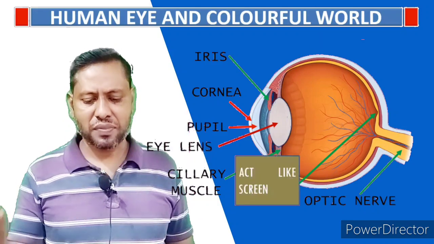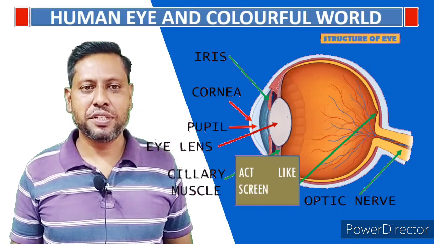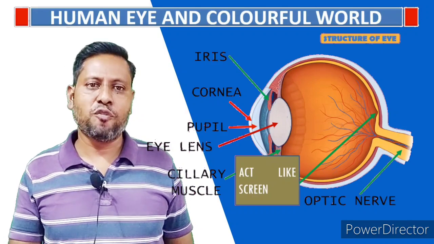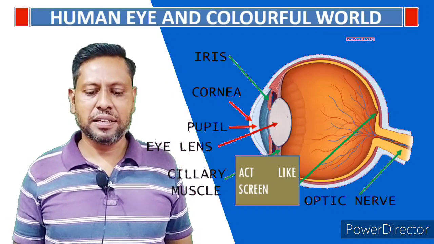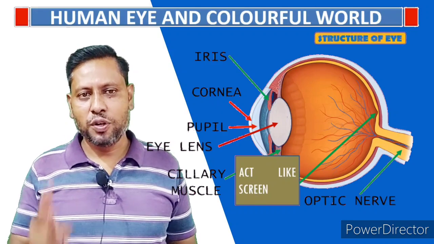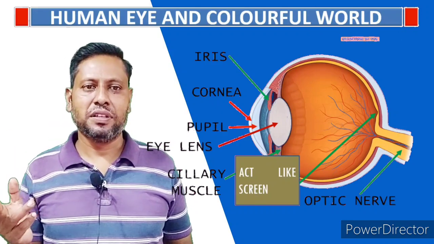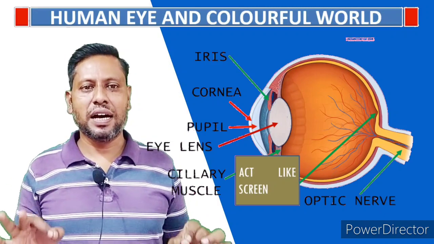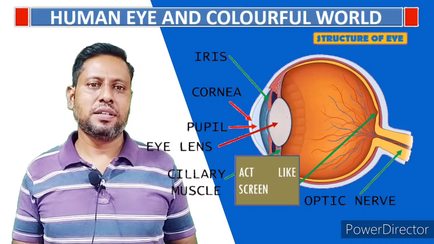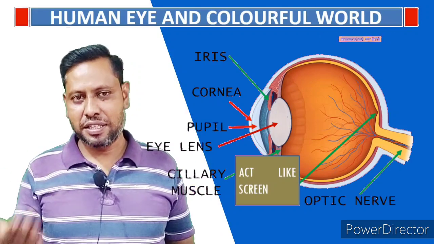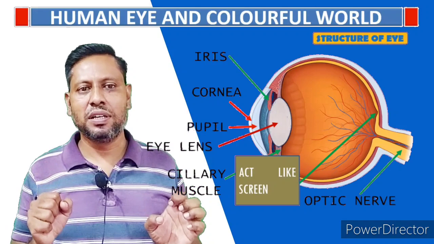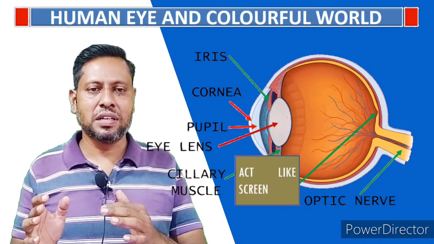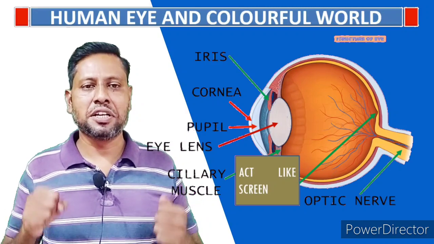Then the retina, it is just like a screen. The images formed by the eye lens are formed on the retina, so the retina is acting like a screen. Now the retina consists of two types of cells or tissues, called rods and cones. These rods and cones are sensitive to the color and intensity of the incoming light. Accordingly, these tissues will create an electric pulse.